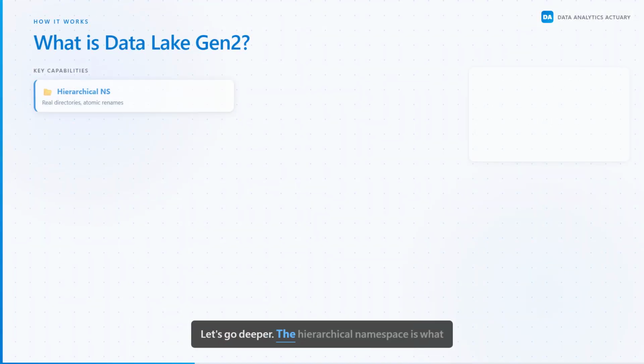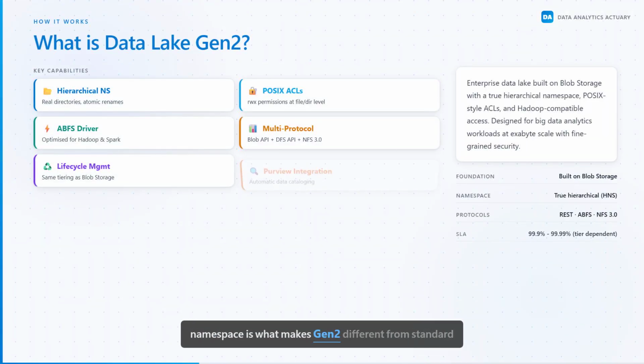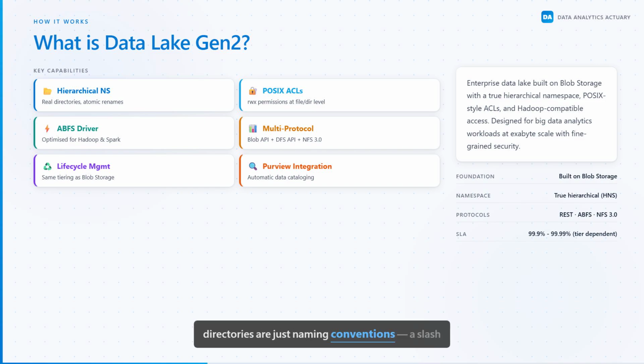Let's go deeper. The hierarchical namespace is what makes Gen 2 different from standard blob. In regular blob storage, directories are just naming conventions. A slash in a blob name doesn't create a real directory. Gen 2 gives you actual directory objects with atomic rename operations and fine-grained ACLs. This matters because Spark jobs perform thousands of metadata operations: listing files, renaming output directories, checking permissions at every level. With flat blob namespace, those operations are slow and expensive. With Gen 2's hierarchical namespace, they're constant time.